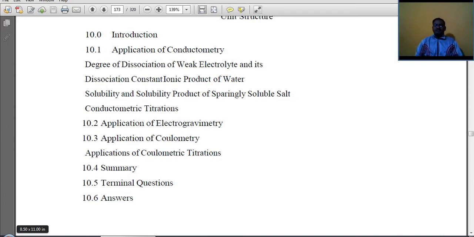In this unit, we learn the concept of degree of dissociation of weak electrolyte and its dissociation constant, ionic product of water, solubility and solubility product, sparingly soluble salt, conductometric titration, applications of gravimetry, applications of colorimetry, and some important applications of colorimetric titrations.